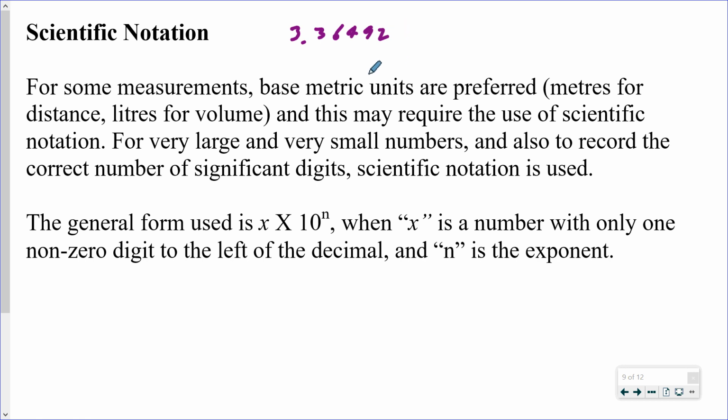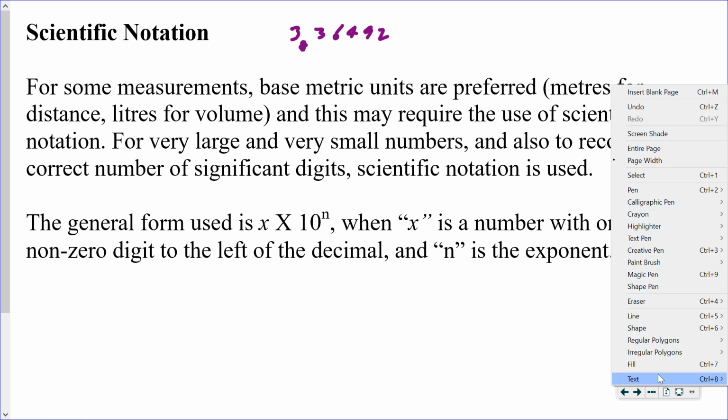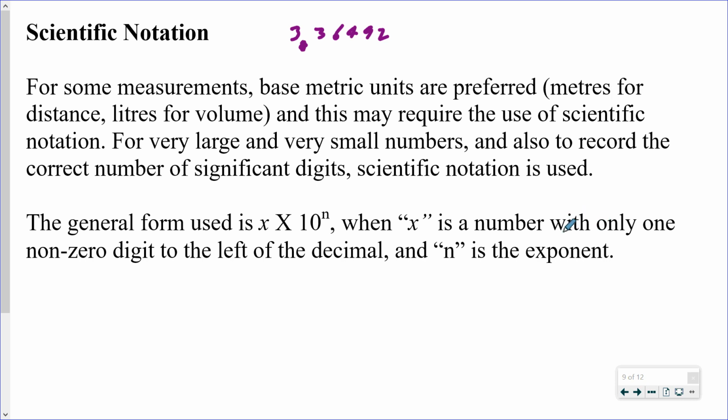3.36492, actually let's get rid of that decimal, let's just make it a big number. Let's say we have 336,492. But let's say that the original numbers that you had in your calculations only had 2 significant digits, and you were doing a multiplication calculation. That means that your final answer can only have 2 significant digits. So how can we possibly write this number here with only 2 significant digits?